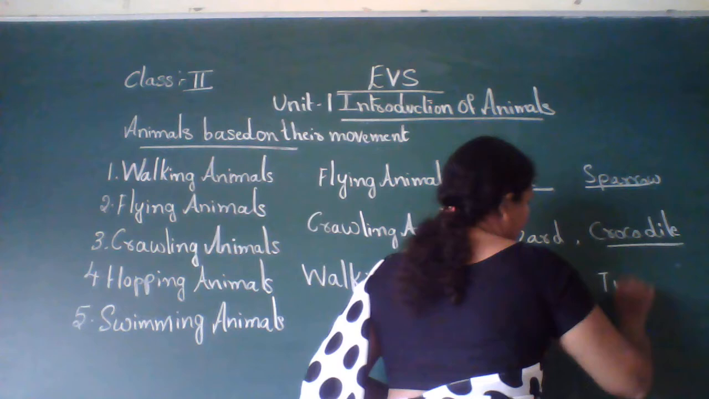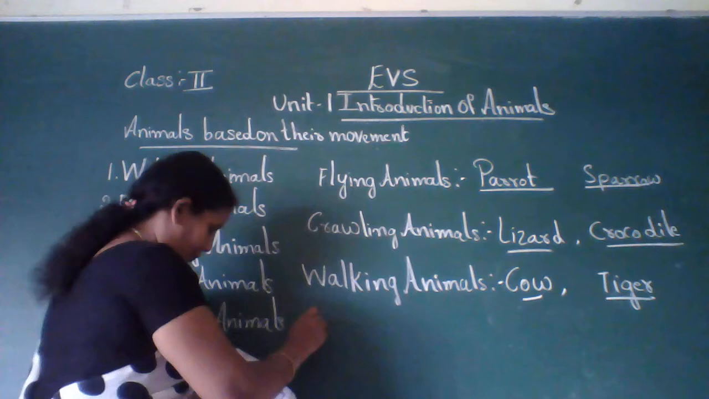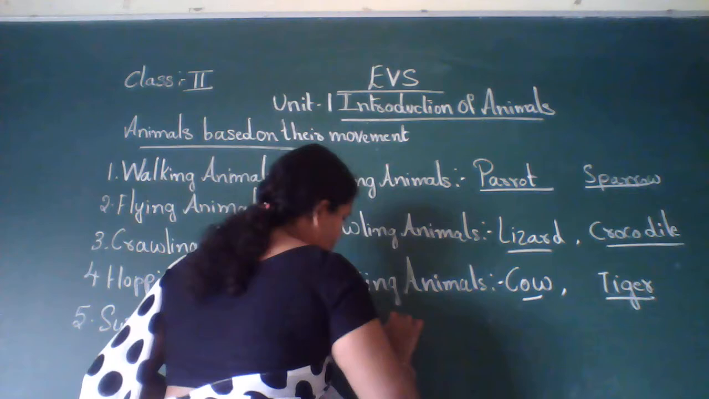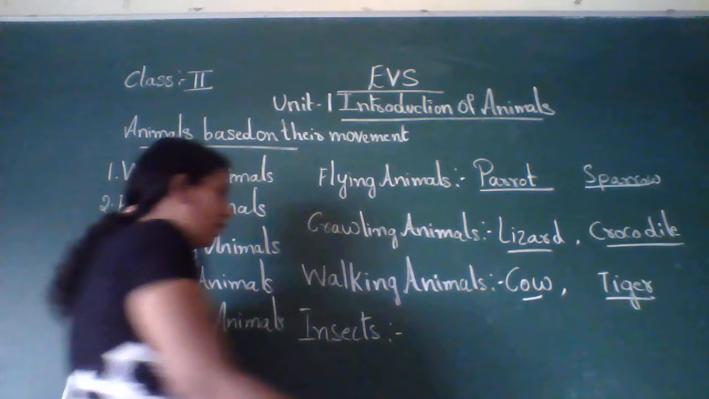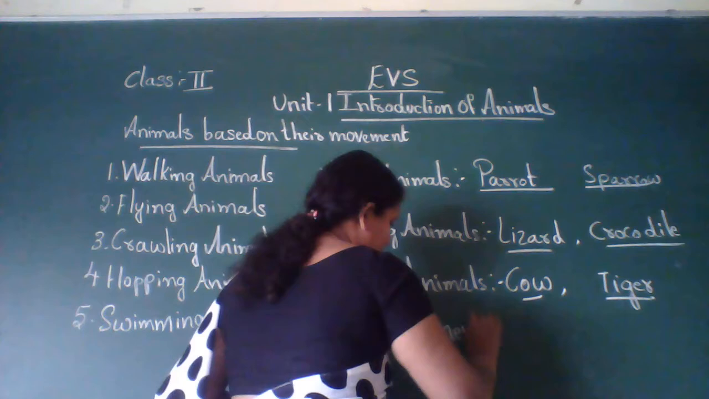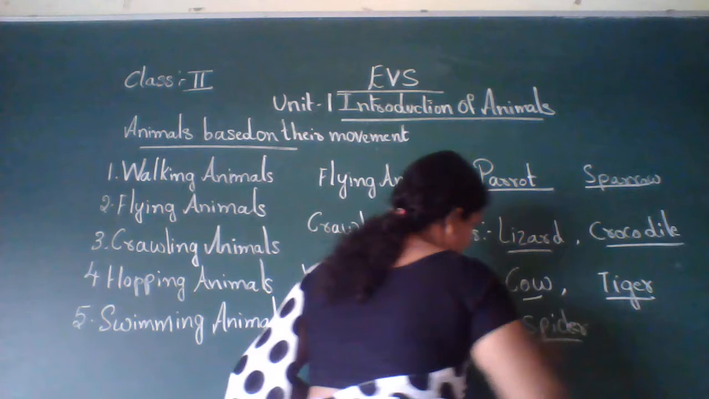Okay. Next. Insects. Any two insects names you have to write. So which is your favorite insect, you can write. So I will write honeybee, spider. So these two insects I have done. Any two insects names you can write.